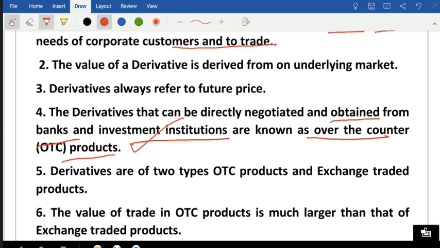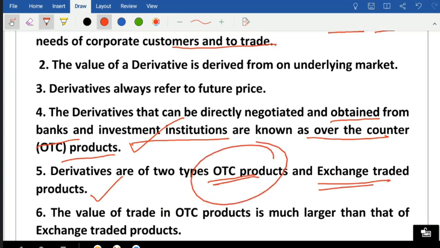So derivatives that can be directly negotiated and obtained from banks and investments are known as over-the-counter products. Okay, derivatives are of two types: OTC product and exchange traded product. I told you OTC means without involvement of exchange, directly you can deal. And exchange traded means we have to go to the stock exchange, online or offline. But nowadays we are doing only online transactions in the exchange also.